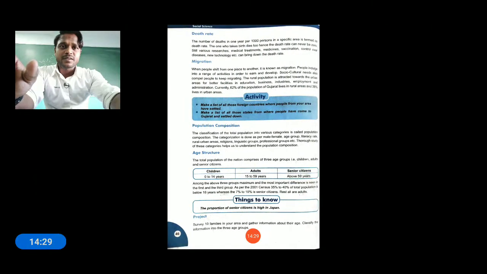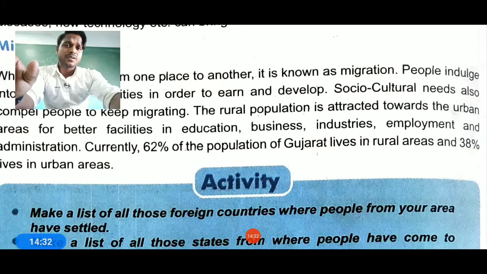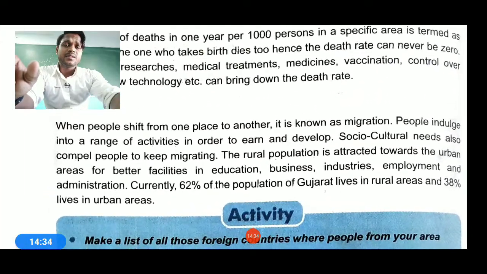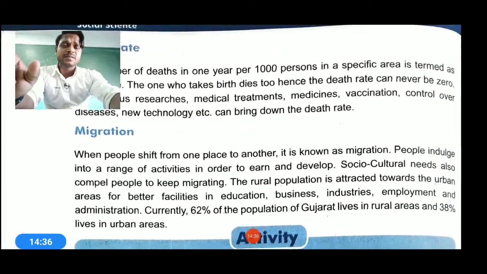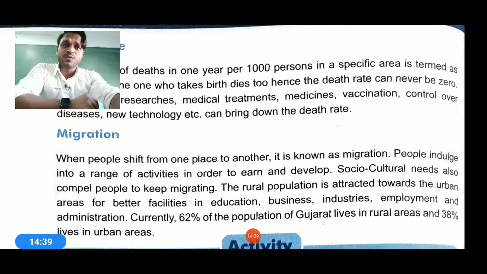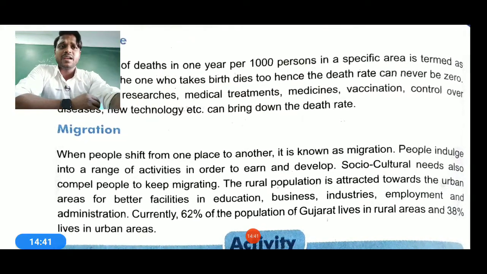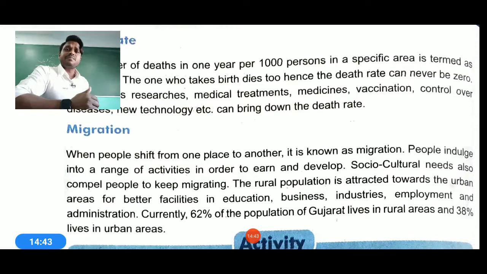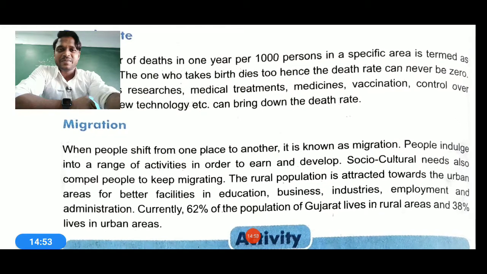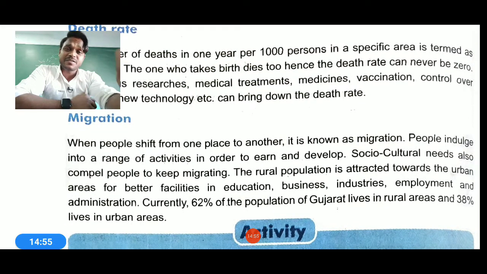Now, if you go further, we can find, okay, what does the death ratio say? The death ratio is the number of deaths in 1 year per 1000 in a specific area. Whoever takes birth already has to die. But we can say that research, medical treatment, medicines, vaccines, control over diseases and new technology have also made the death ratio go down. So if the death ratio is not going down, everybody needs to migrate from one place to a better place. Migration means to go from one place to another.